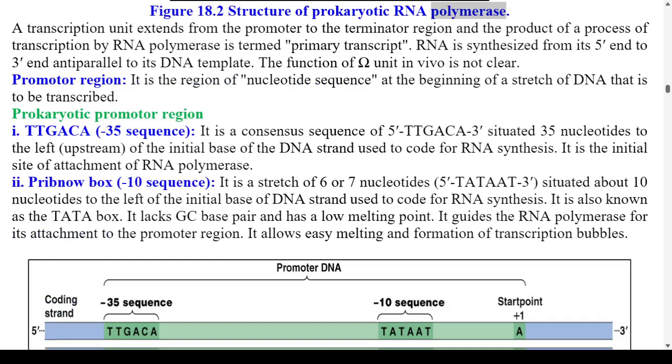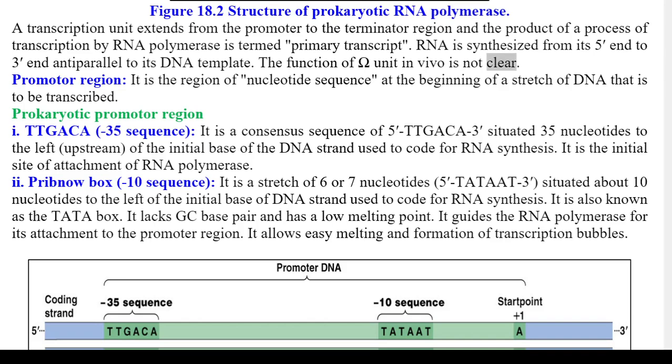A transcription unit extends from the promoter to the terminator region, and the product of the process of transcription by RNA polymerase is termed the primary transcript. RNA is synthesized from its 5' to 3' end, antiparallel to its DNA template. The function of the omega unit in vivo is not clear.